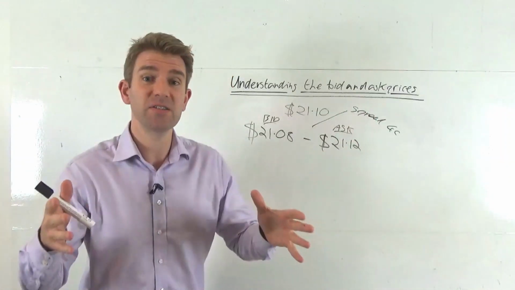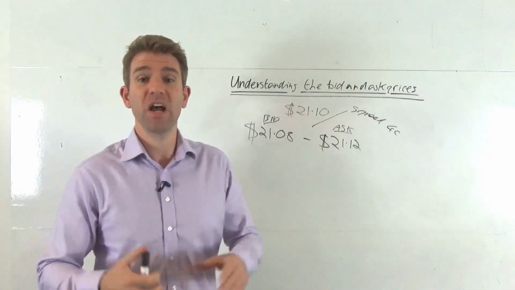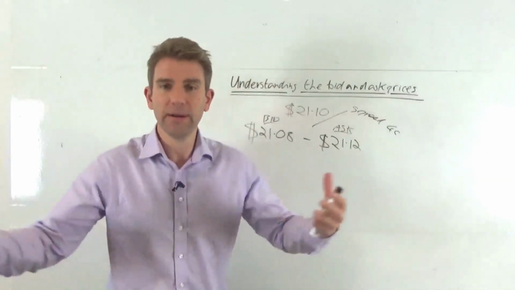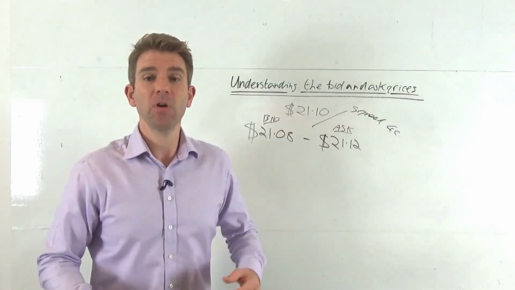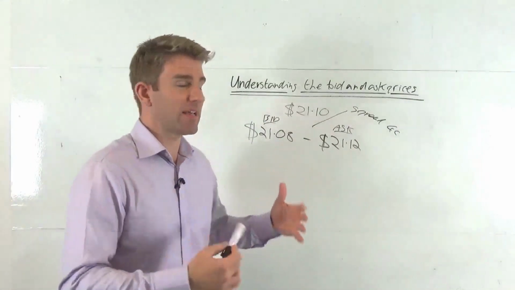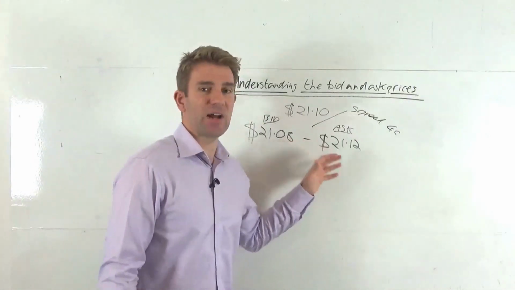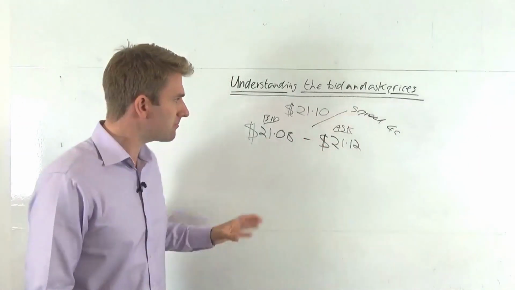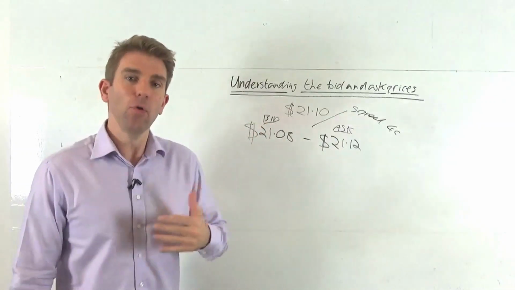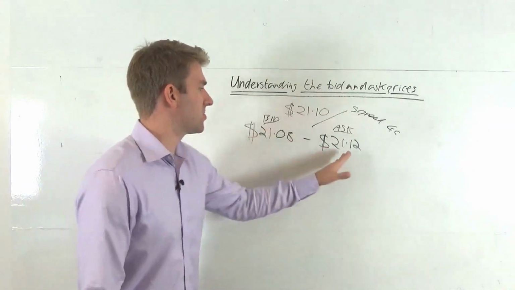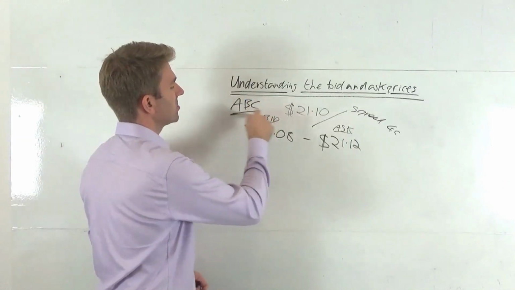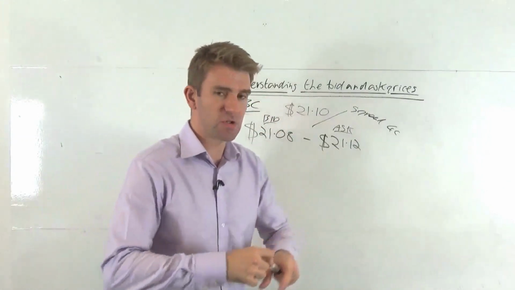So who creates the bid price, who creates the ask price? Unlike other consumer products, like milk or bread, whatever it may be, we don't set the price. The buyers and the sellers actually set the price for this. So let me explain an example. If you're looking to buy this stock, and let's just call this one ABC stock, you have to pay $21.12.